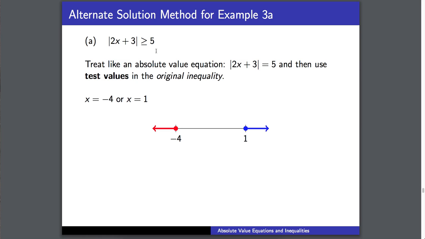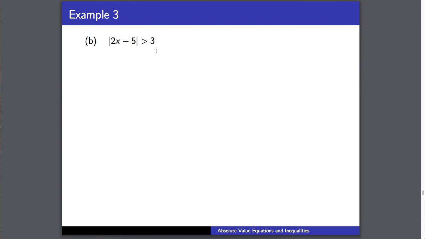This method can actually be used for any inequality we talk about in this course once you learn how to solve the equation. So as soon as you learn how to solve the equation, you will pretty much automatically know how to solve the inequality. Part B, absolute value of 2x minus 5 is greater than 3. Again, we'll just stick with this method, but feel free to use the alternate solution method at your disposal. So if 2x minus 5 is less than -3, or 2x minus 5 is greater than 3, so adding 5 to both sides, we get 2x is less than 2.